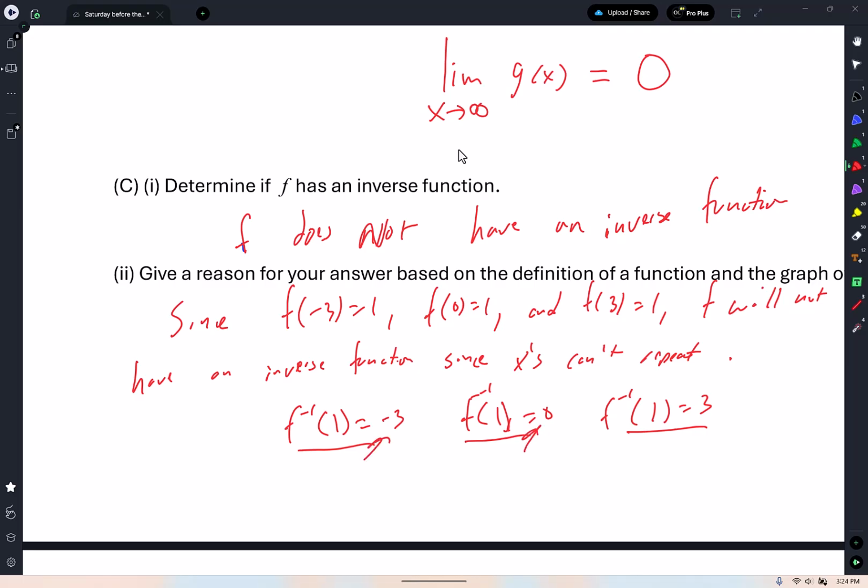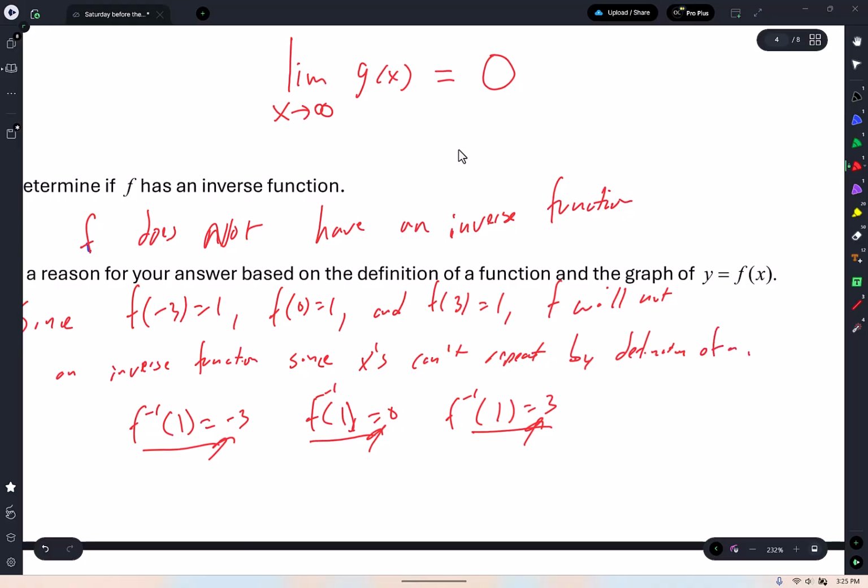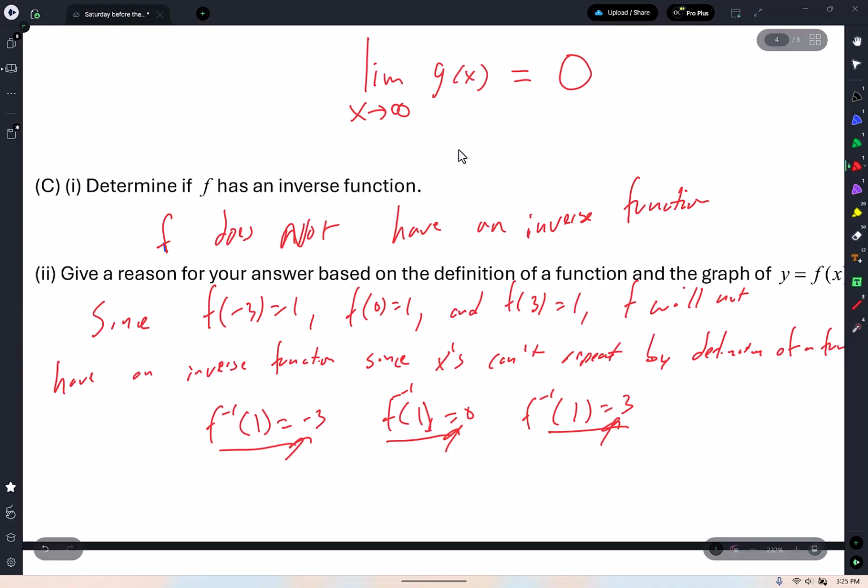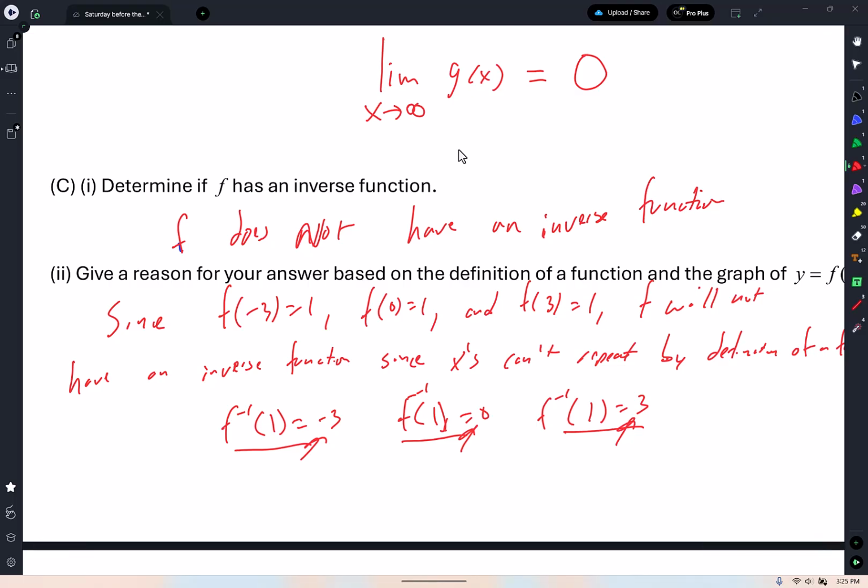You can't make a prediction now. So that's why f does not have an inverse. Since f of -3 equals 1, f of 0 equals 1, f of 3 equals 1, f will not have an inverse function since x's can't repeat, by definition of a function. Hopefully I'm being specific enough. I did say f will not have an inverse function since x's can't repeat by definition. Yeah, I feel like I'm being specific enough.